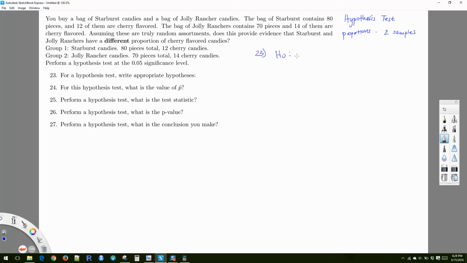our null hypothesis is going to be what? P1 minus P2 equal to 0, or P1 equal to P2. Those are equivalent ways of saying the same thing. What would the alternative hypothesis be? Okay, because here it says different. So we're going to have P1 minus P2 not equal to 0. Right?